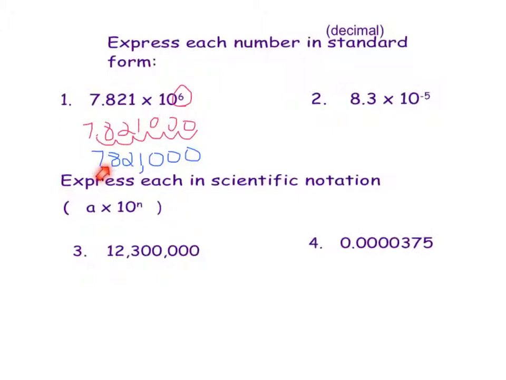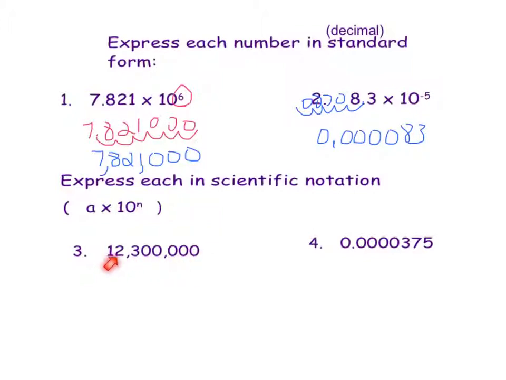That matches. The second example is going to be a small number. So I know that I'm going to move my decimal this way, 1, 2, 3, 4, 5 places. Putting in my zeros, that would get me 0.000083.